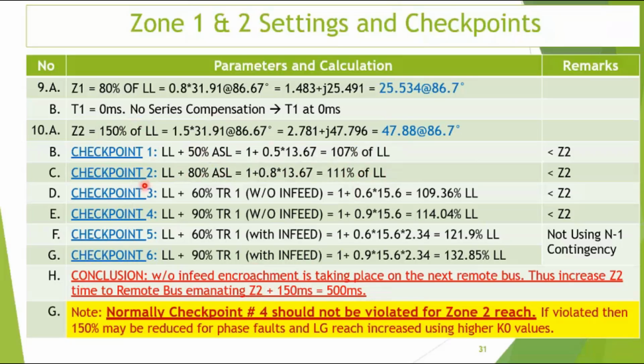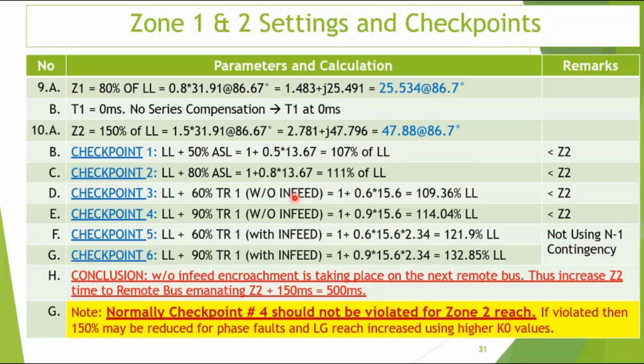Now what are all these things? Check 3, 4, 5, 6. This is the transformer one I am seeing. The transformer one without infeed we need to see, with infeed also we need to see. In the zone 2 case, without infeed is the recommended practice. If infeed is very high, then you can see with infeed. But with infeed, you need to use the n-1 contingency: the strongest infeed seen without the strongest source in service.